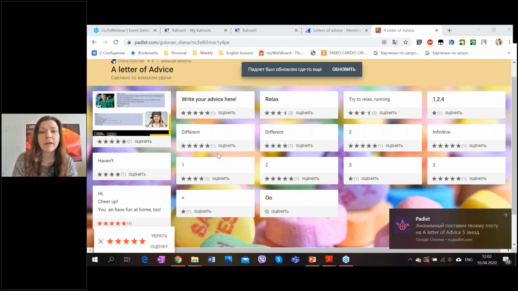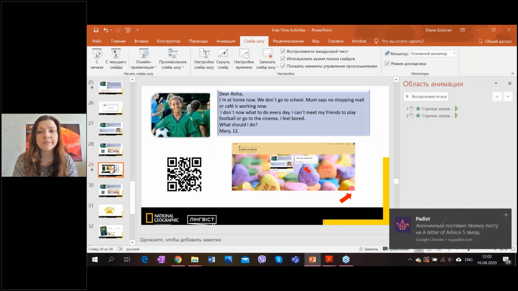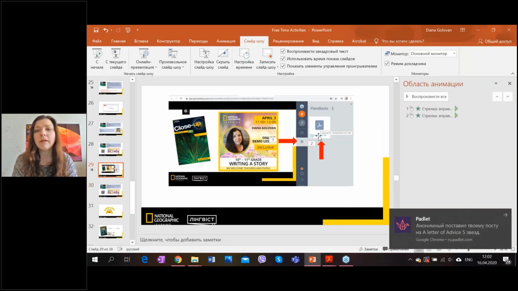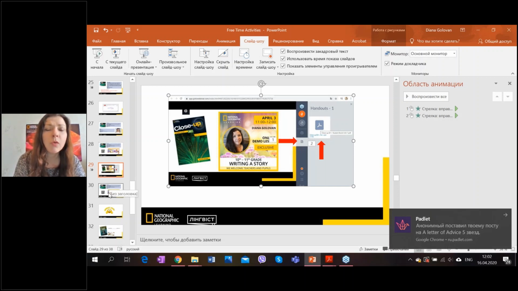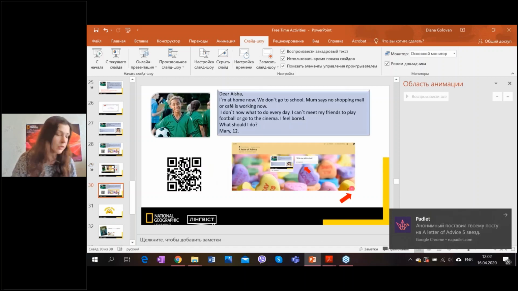I don't have this file open. What should I do? You need to open it again, so I'm just going to show you again. You go here, you press, see the file, and in the file you find the link, padlet.com, Diana Golova, and something like that. Or you use this QR code and you can do it from your phone.